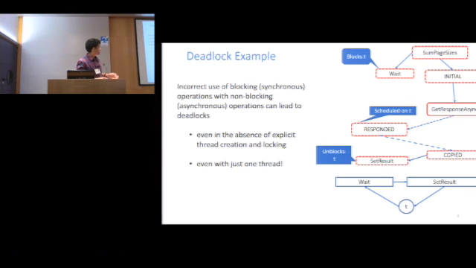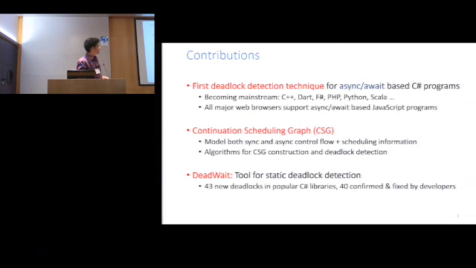And in this particular example, it has occurred even with just one thread. Okay, so our goal in this work is to detect these deadlocks. In fact, we propose the first deadlock detection technique for async await based C# programs. Async await is a feature that has already come or is coming to all these other languages. And in fact, all major web browsers support async await based JavaScript programs. So we are hopeful that our algorithms will apply to a broad class of systems.